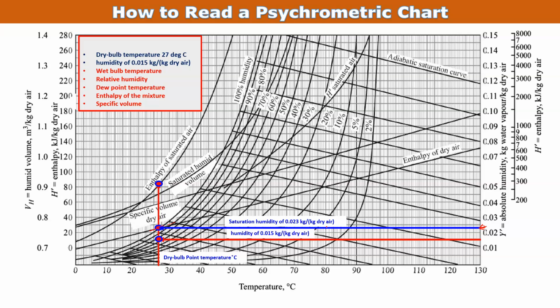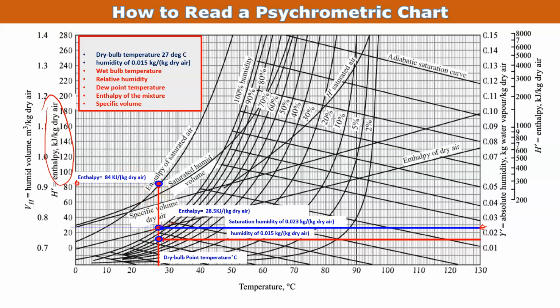Now here we got 2 points, one is the enthalpy of dry air, another is the enthalpy of the saturated air. The enthalpy of dry air is 28.5 kilojoule per kg dry air. If I draw that horizontal line, that is 28.5 kilojoule per kg dry air. Another line is cutting, that is the enthalpy of saturated air. From here we can easily get the enthalpy, that is 84 kilojoule per kg of dry air. So we got those 2 points.